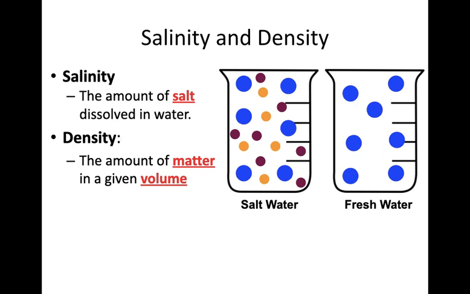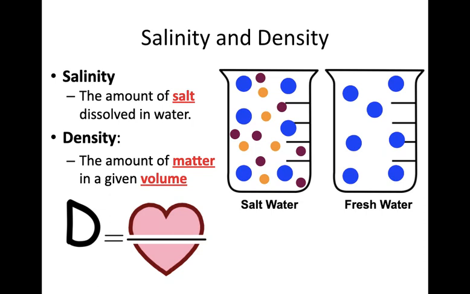Density, if you remember, is the amount of matter in a given volume. In this beaker, there is more matter than there was in the freshwater beaker. If you remember way back to first trimester, we had a formula for that. D equals M over V. Density equals mass over volume to figure out our density.